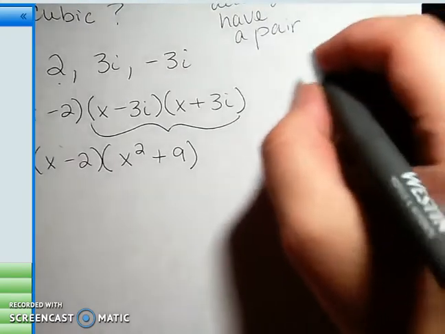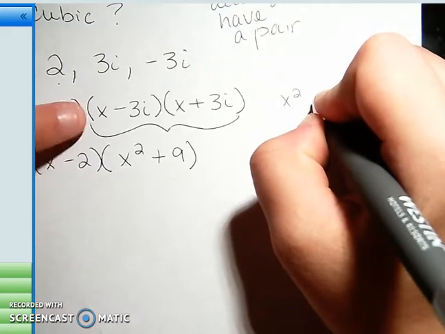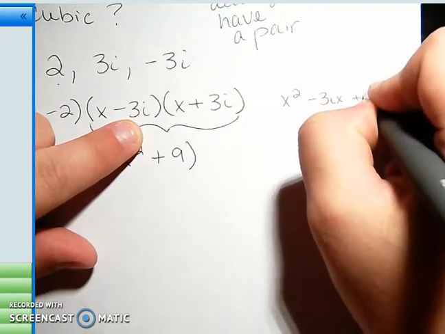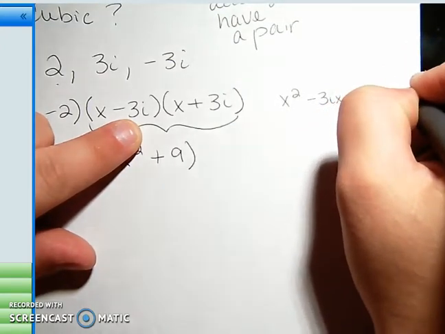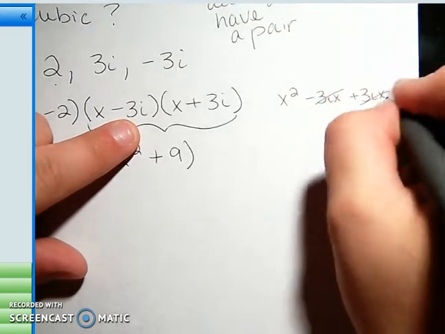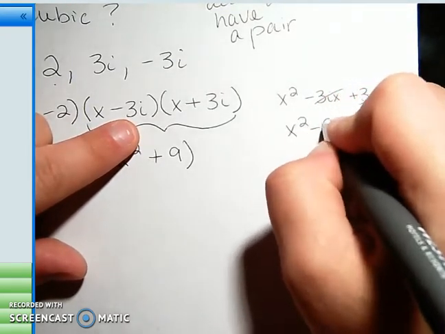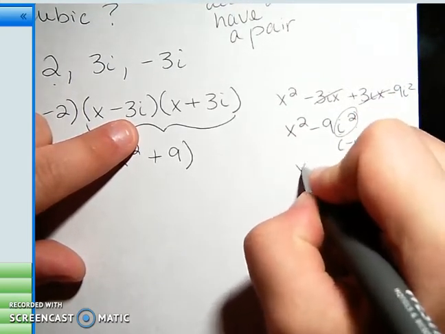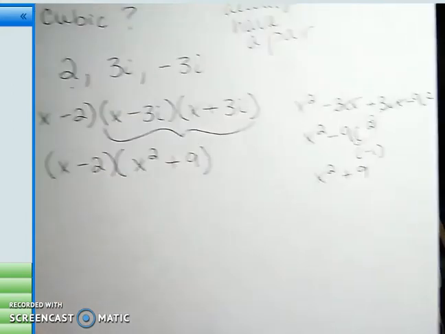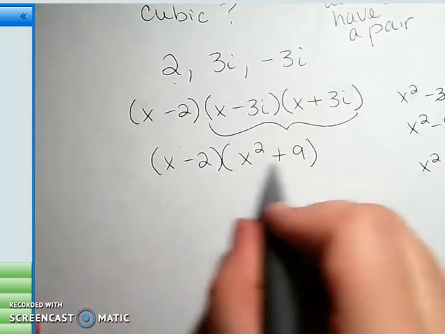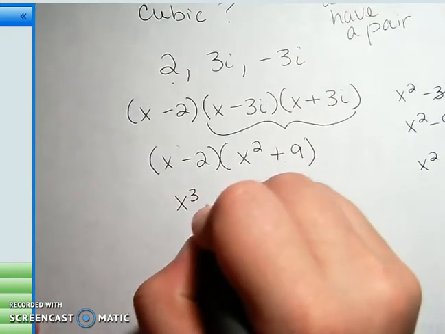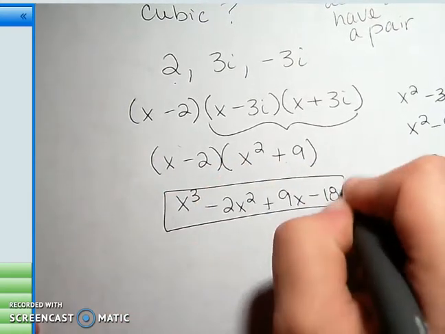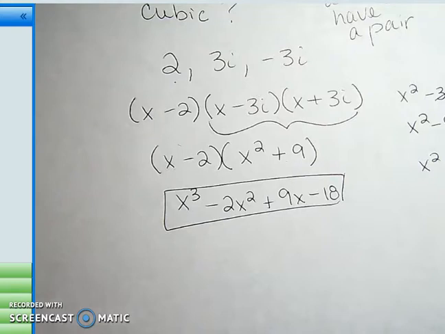Over here to the side, I will show you by foiling. x times x is x squared. Then you get -3ix plus 3ix minus 9i squared. These cancel. x squared minus 9i squared. Remember, i squared is nothing more than -1. So this becomes x squared plus 9. Then you can simply multiply these two together. So that's x to the third minus 2x squared plus 9x minus 18. And ta-da, there's your polynomial.